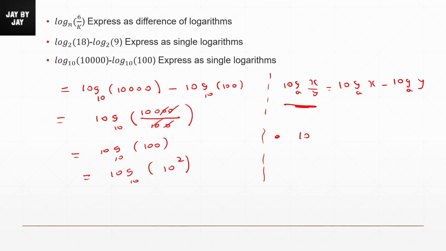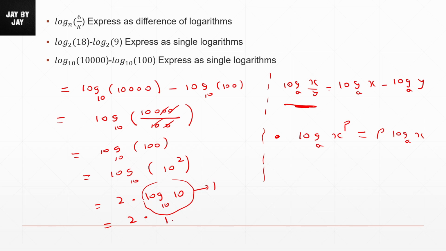The rule is log base a of x to the power p equals p times log base a of x, which is the same as here. According to this equation, we can take the 2 out in front of the logarithm: 2 log base 10 of 10. So what's the value? It's 1. So the answer will be 2.